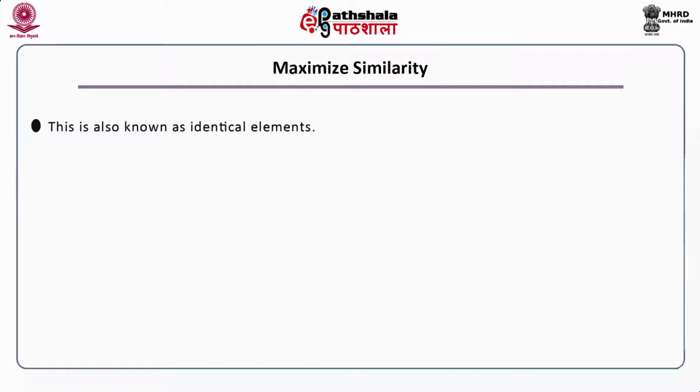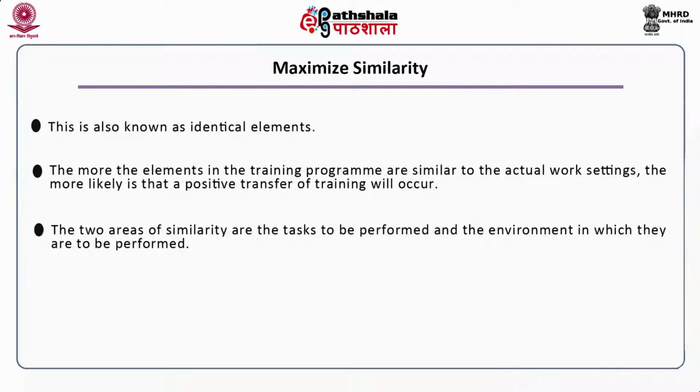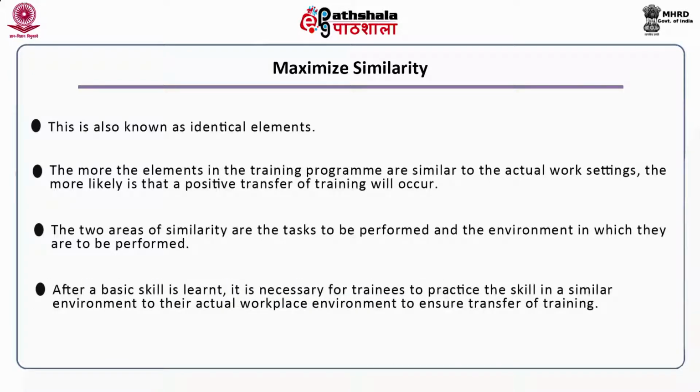This is also known as identical elements. The more the elements in the training program are similar to the actual work settings, the more likely it is that a positive transfer of training will occur. The two areas of similarity are the tasks to be performed and the environment in which they are to be performed. After a basic skill is learned, it is necessary for trainees to practice the skill in a similar environment to their actual workplace environment so that they can ensure proper transfer of training.